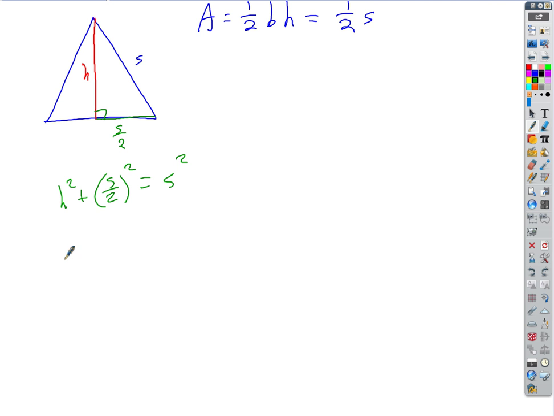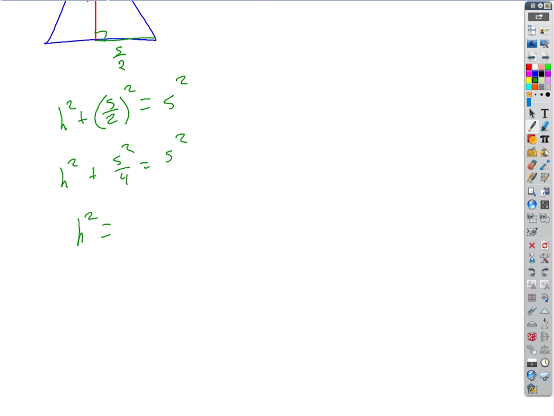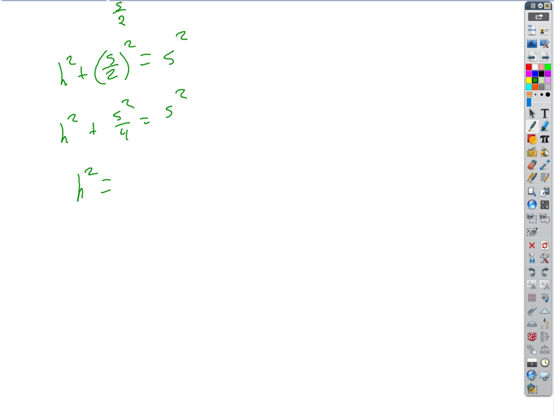So H squared plus S squared over 4 equals S squared. So what's H squared equal to? Minus 1/4 S squared is 3/4 S squared. 1 minus 1/4 is 3/4. So then what would H be if I solve for H? I'm just going to square root both sides, right?